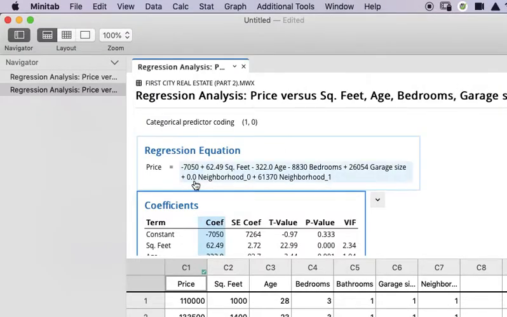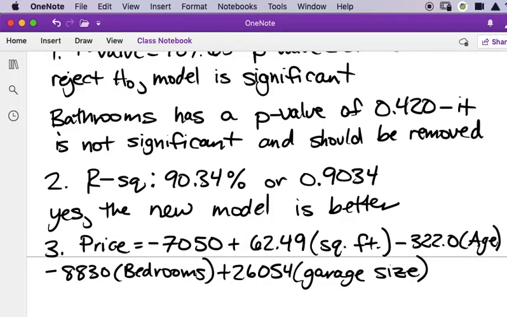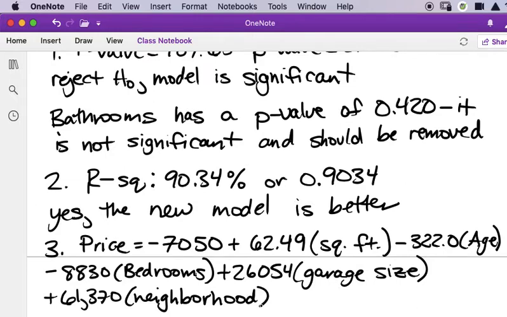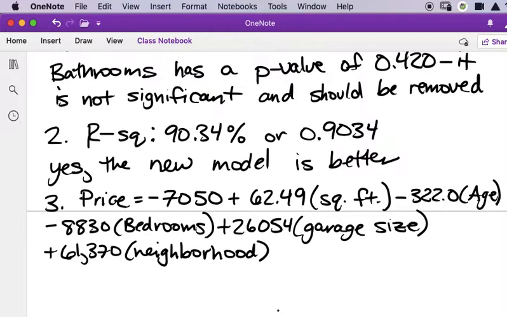And then ignore this 0 times neighborhood 0. If neighborhood value is 0, then it's 0. Plus 61,370 times neighborhood. So that's whether the house is in the neighborhood or not. Remember, we said that 0 was if it was not in the neighborhood. So I'd plug in 0 if it was not, and that would just be nothing. I would plug in 1 if it is in the neighborhood.